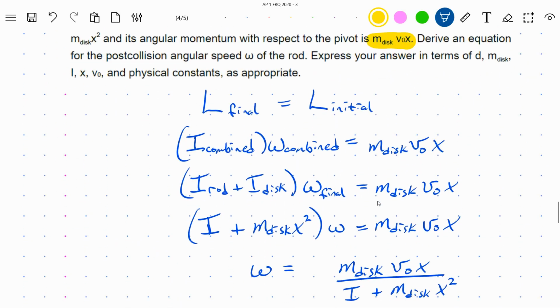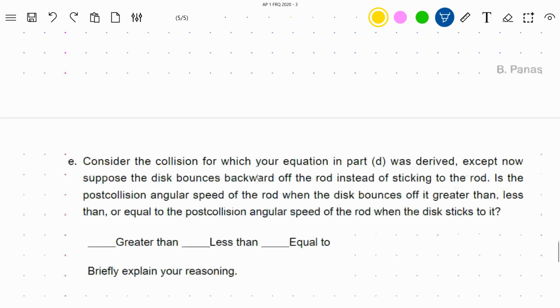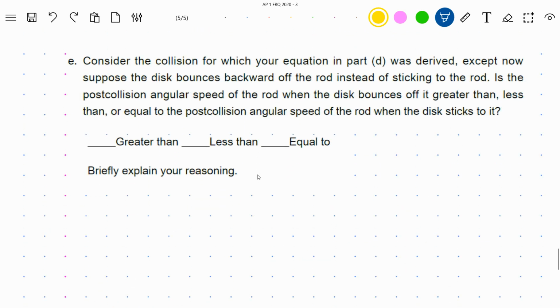So that's fine. The mass of the disk, I'm using that. I is good. That's the rod's rotational inertia. X, I'm good. V0, I'm good. So I am completely and totally good. There's nothing in here but the variables that I was told to use. So moving on, we're almost at the end here. I think this is the last part of the question.